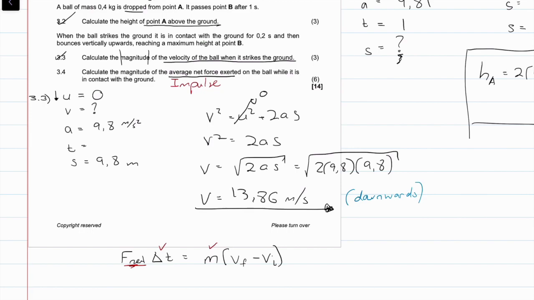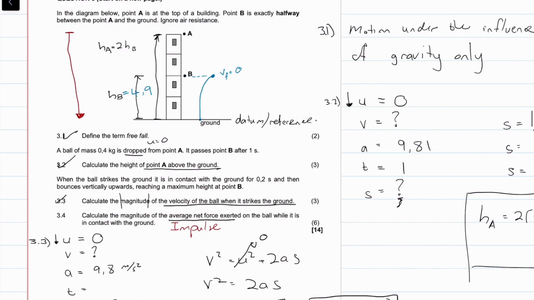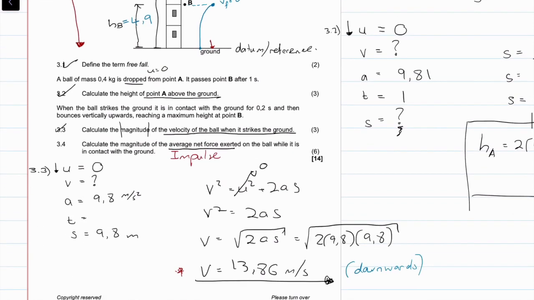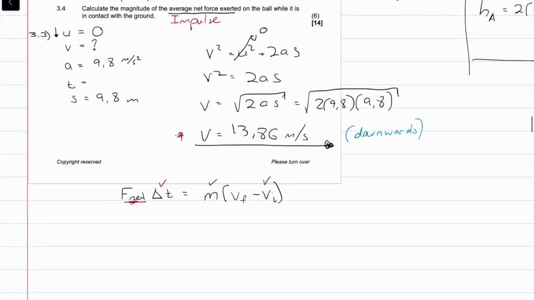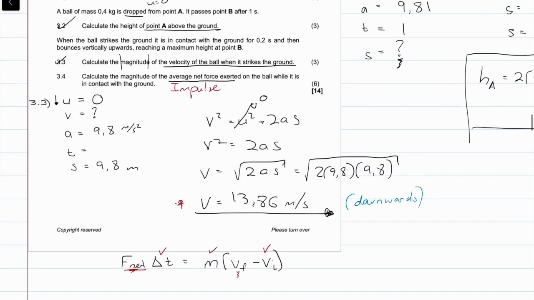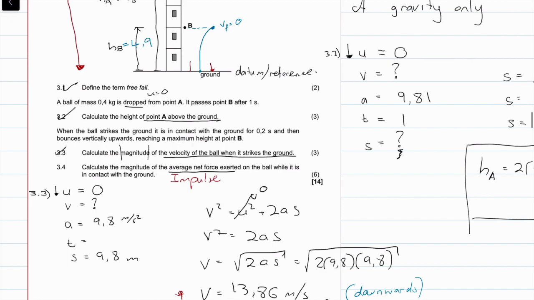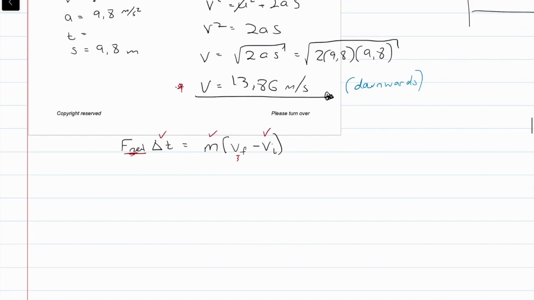Because my initial velocity is this velocity that I calculated right here. That's the initial velocity at which it hits the ground. So my initial velocity I know. But what I don't know is my final velocity, or the velocity at which it leaves the ground. So that's what I need to calculate. Okay, and the way I'm going to calculate that is by using this scenario right here. So again, I'm going to need some UVATS.